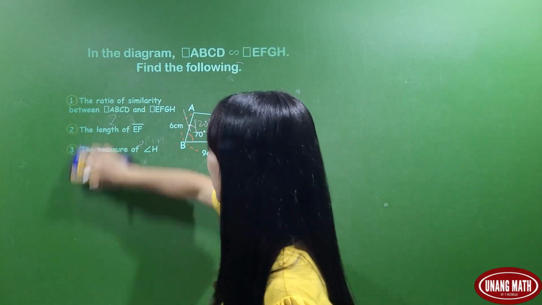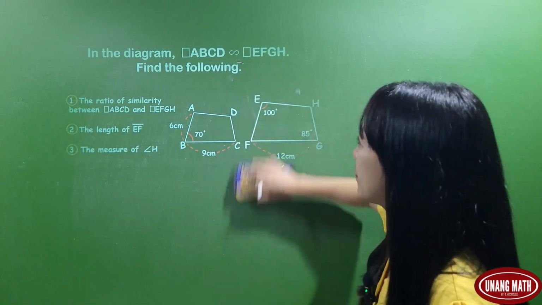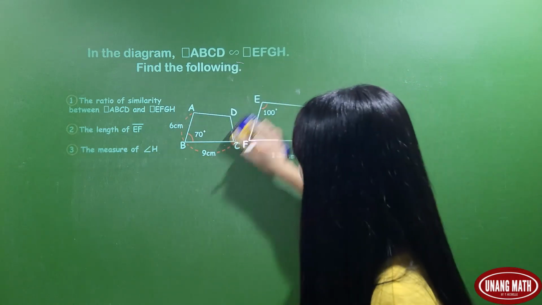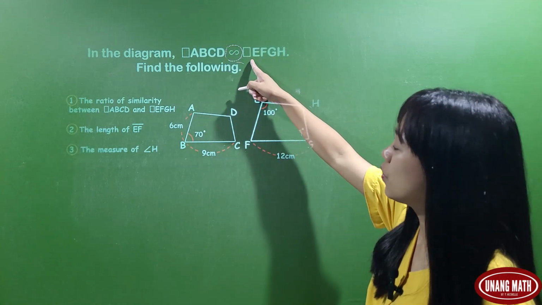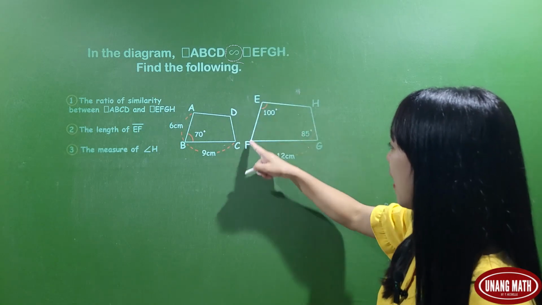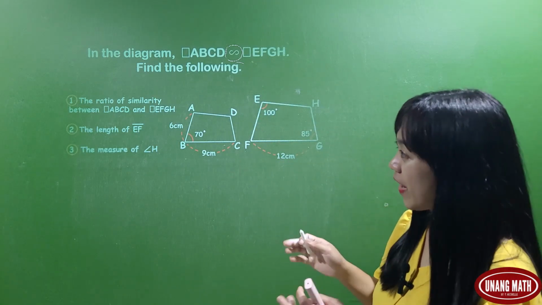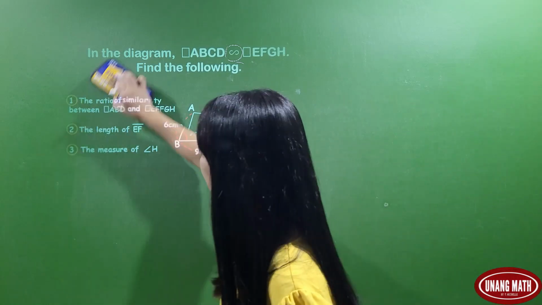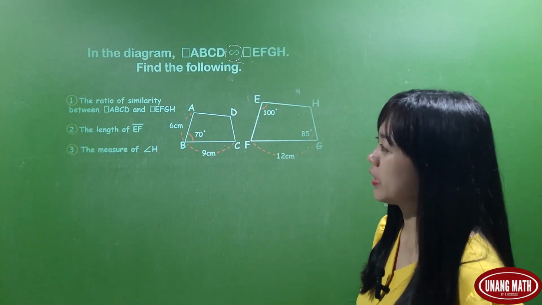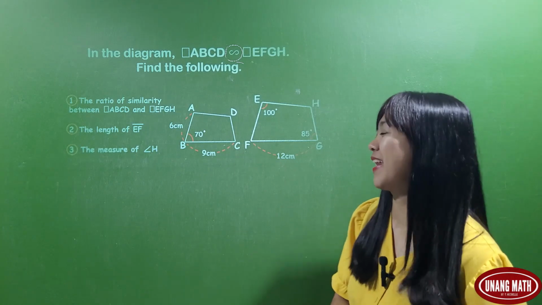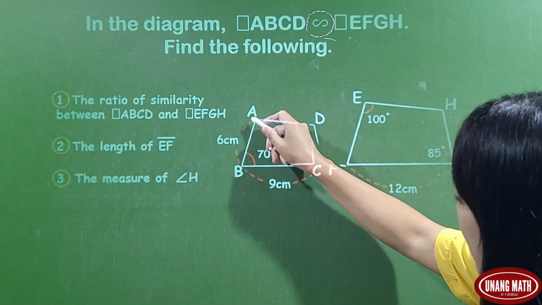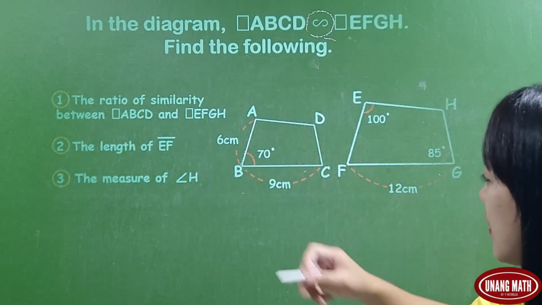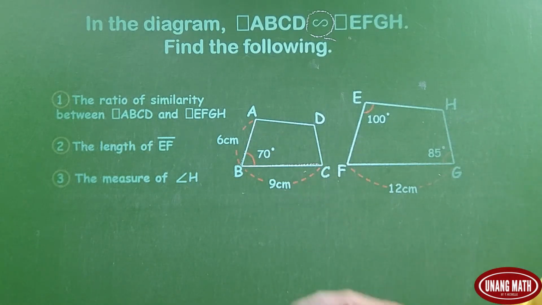Okay, what about this last question? In the diagram, we have quadrilateral ABCD. ABCD is similar to quadrilateral EFGH. Let's find the following. First, the ratio of similarity between these two quadrilaterals. In this quadrilateral, this side is given 6 centimeters, this side is 9 centimeters, and this angle is 70 degrees.